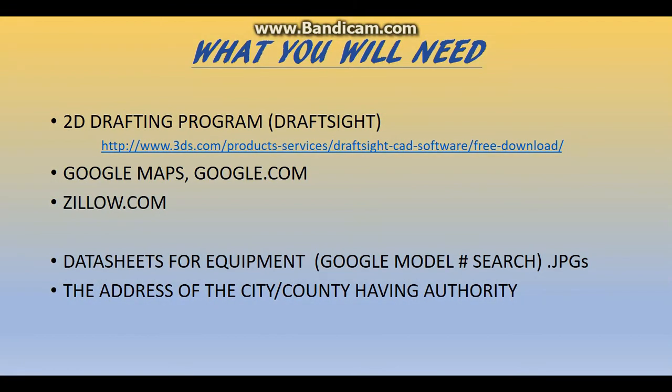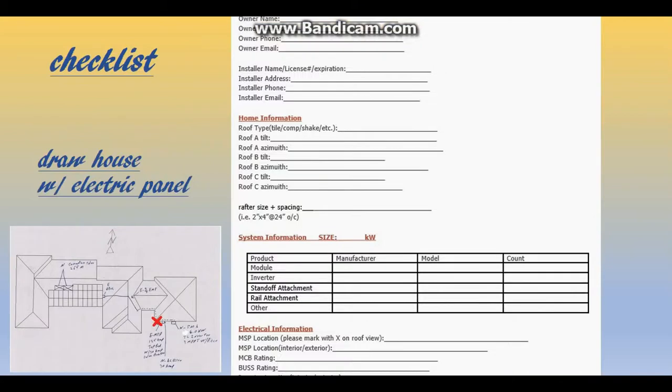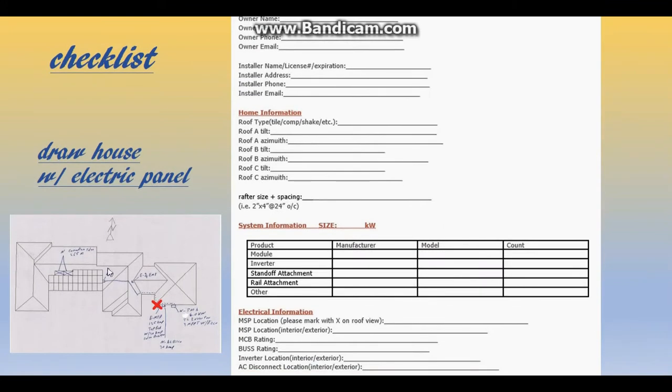So next, the checklist. This is still setting up the project. This is my checklist that I use, and if you'll see, I draft out the home, or I have my client draft out the home and tell me where on the property the main service panel is. That's the biggest thing. It can be a quick hand sketch. I just need to know where the electric service panel is.